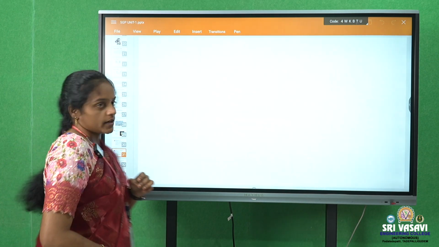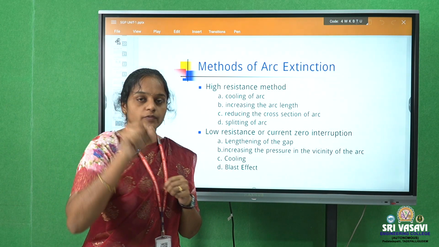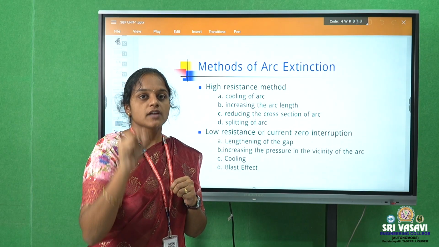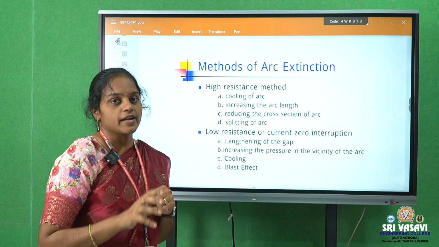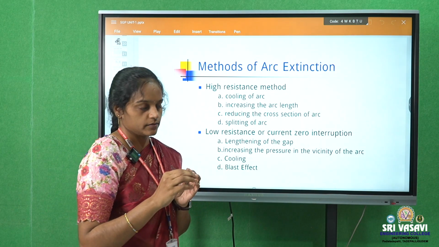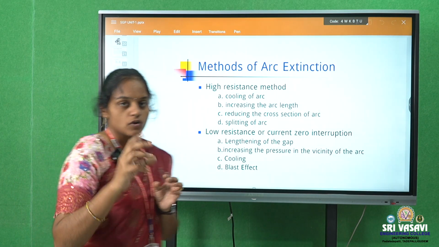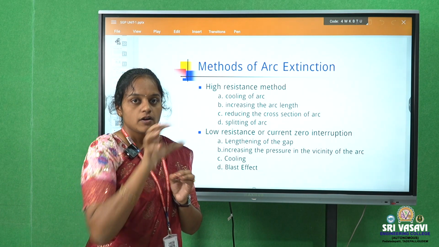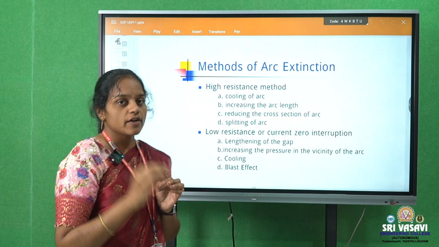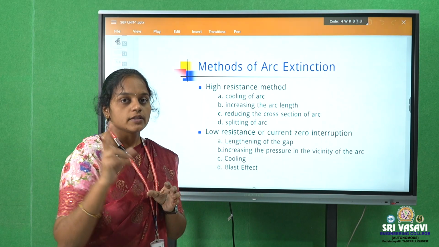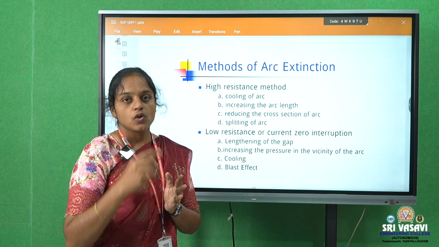To interrupt the arc, note that whenever the arc is formed, there is a current with some voltage. The voltage which appears across the circuit breaker at the time of circuit interruption is called the arc voltage. The voltage which appears across the waveform at the time of the arc is called the arc voltage. We have to interrupt the arc. So there are two ways to interrupt the arc.